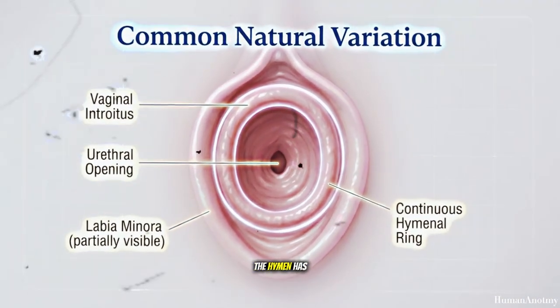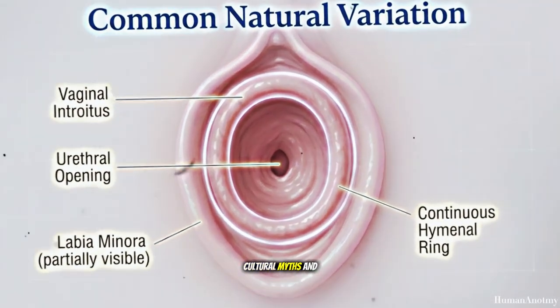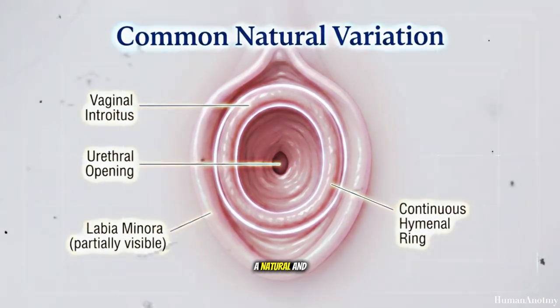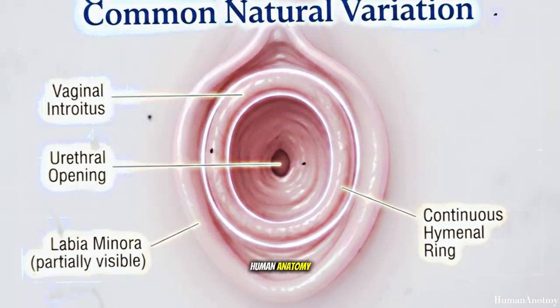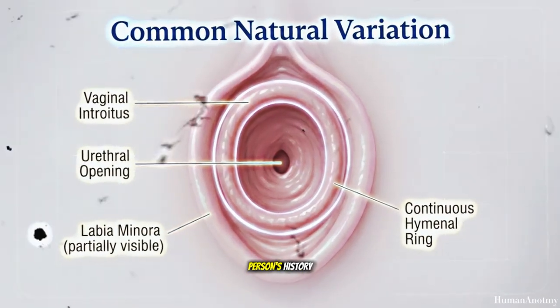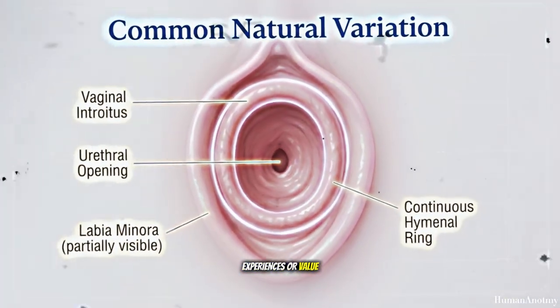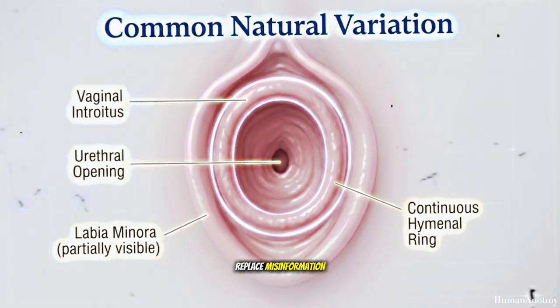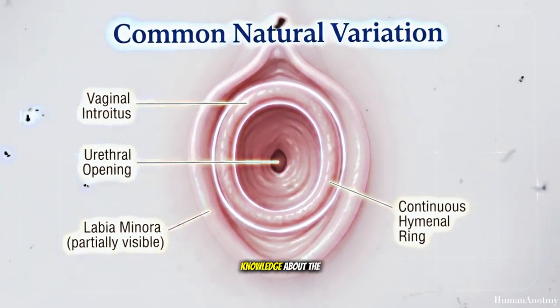For centuries, the hymen has been surrounded by cultural myths and misconceptions. However, from a medical perspective, it is simply a natural and variable part of human anatomy. Its shape, appearance, or condition does not define a person's history, experiences, or value. Understanding the science behind it helps replace misinformation with accurate, respectful knowledge about the human body.